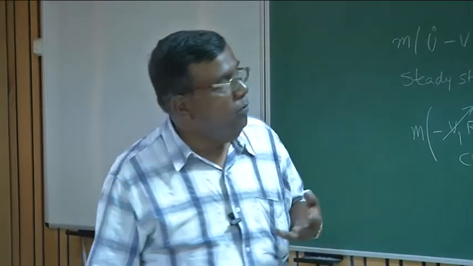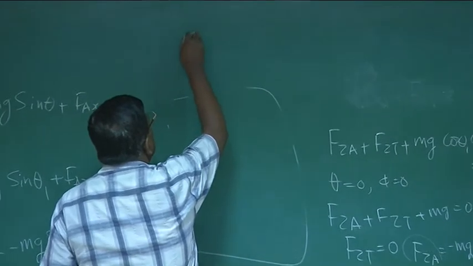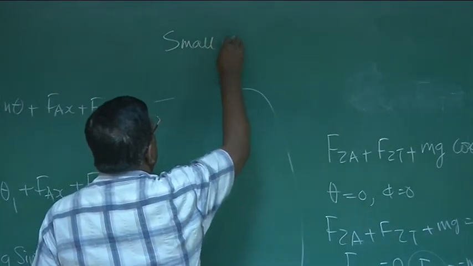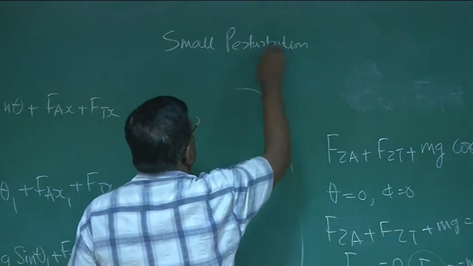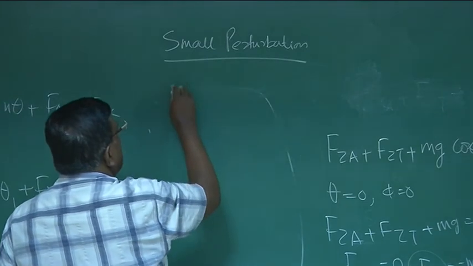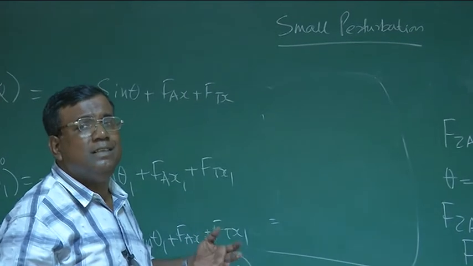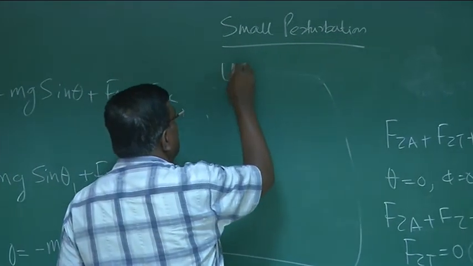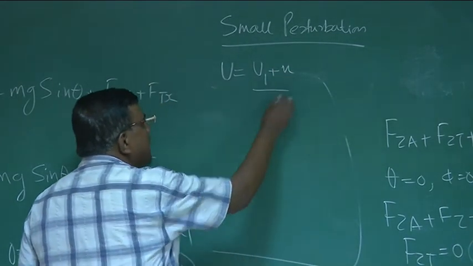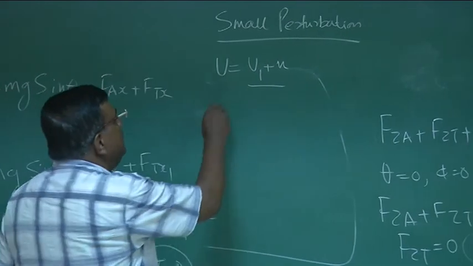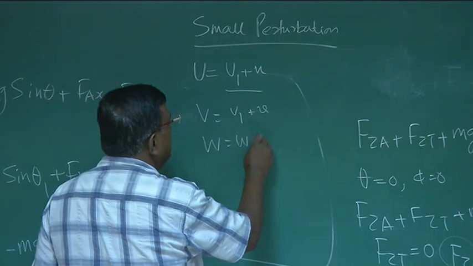Do not forget what the approach would be like. For example, when I am introducing perturbation, we are talking about small perturbation. You will see soon we will be talking about all those things. The understanding is that I can linearly add the perturbed quantity to the steady state quantity to get the total quantity. So U total after perturbation is U1 plus small u. So this linearity is allowed. Also, V I can write as V1 plus small v, W equal to W1 plus small w.